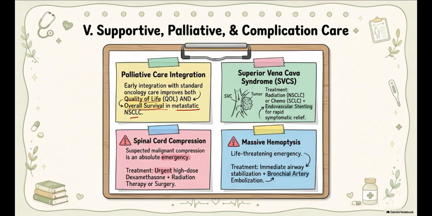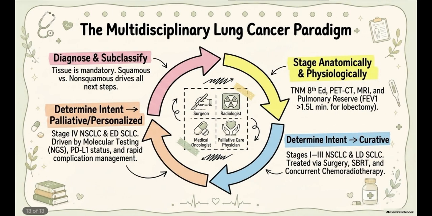We must also be fully prepared for acute emergencies. A suspected malignant spinal cord compression is an absolute emergency. It demands urgent high-dose dexamethasone, followed immediately by radiation therapy or surgery. Superior vena cava syndrome is treated with radiation for non-small cell or chemotherapy for small cell, plus endovascular stenting for rapid symptom relief. Massive hemoptysis is a life-threatening emergency. It requires immediate airway stabilization and bronchial artery embolization.